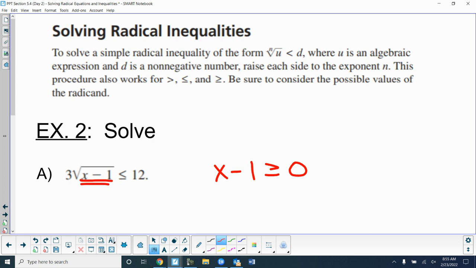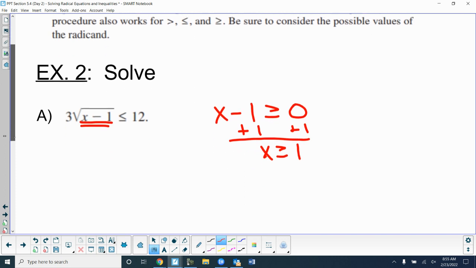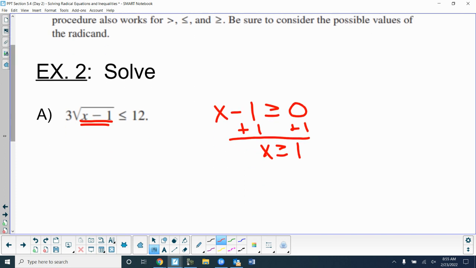What do we have to do to solve that inequality? Just add 1, right? So this is part of our answer. X has got to be greater than or equal to 1. Okay? Now to finish the other side, I've got to get the radical part alone, so I have to move the 3. How do I move the 3?